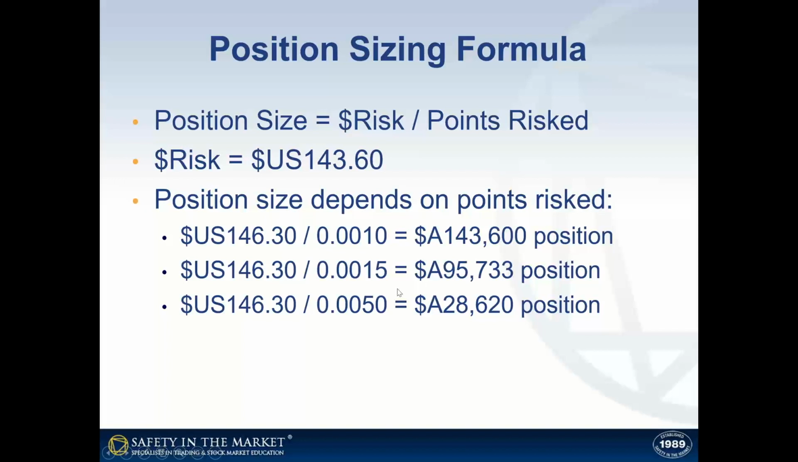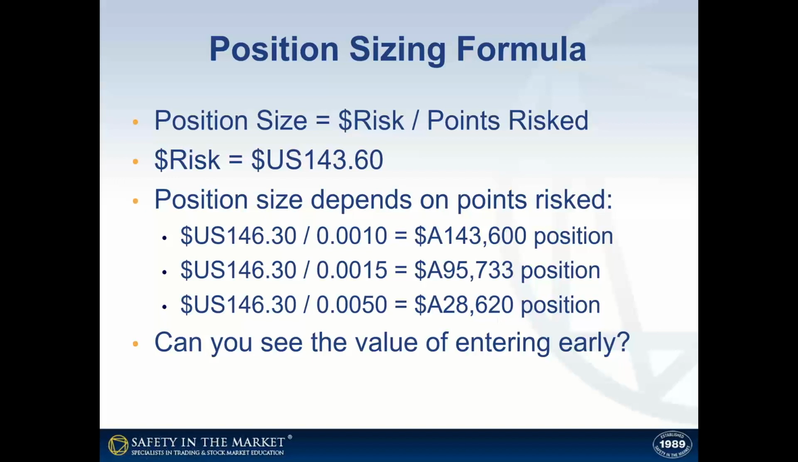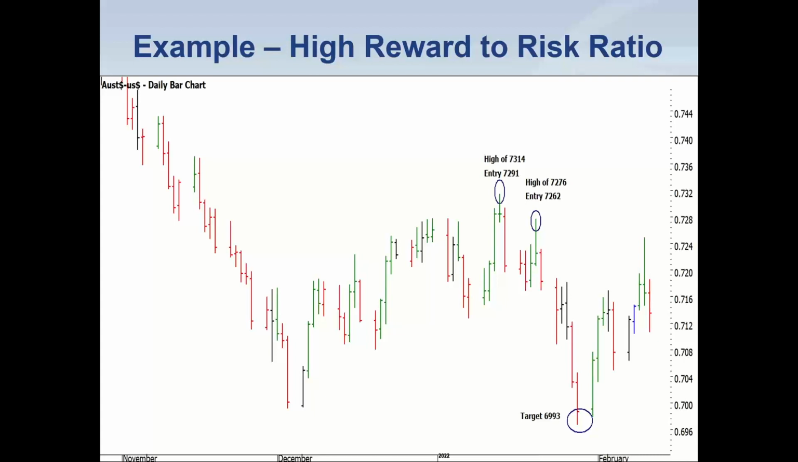Let's go one step further. Let's say you're a little bit slow off the mark and you get into the trade a little bit late and your stop loss is now half a cent away or 50 ticks away. It might not sound like very much, but at 50 points of risk, your position size comes all the way down to 28,620. So again, the lesson here, can you see the value of entering early? You're getting much more bang for the same amount of buck, and you're getting a much higher reward to risk ratio. So let's walk through each of these entries now. We'll have a look at the position sizing, and we'll have a look at the reward to risk ratios as well while we're there.